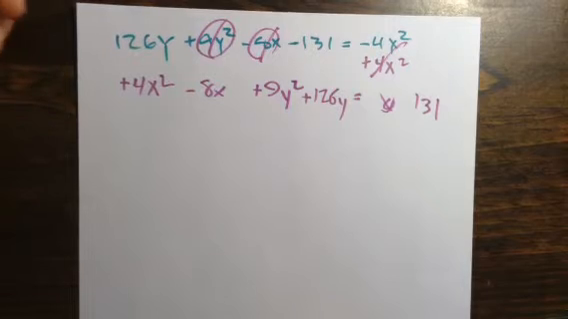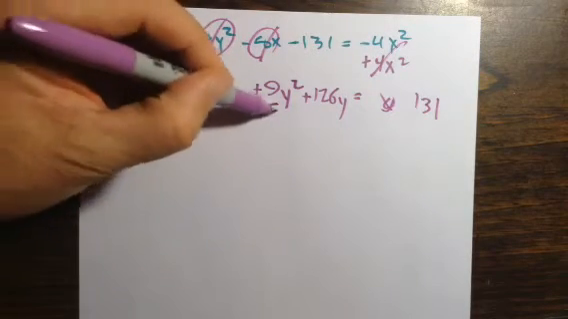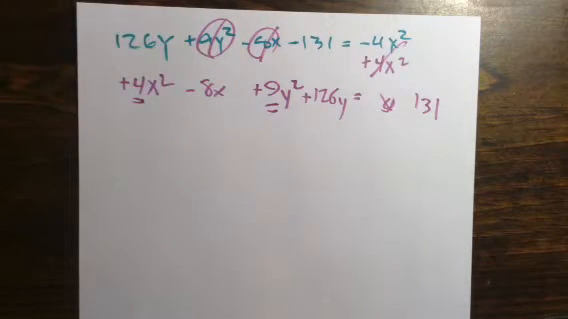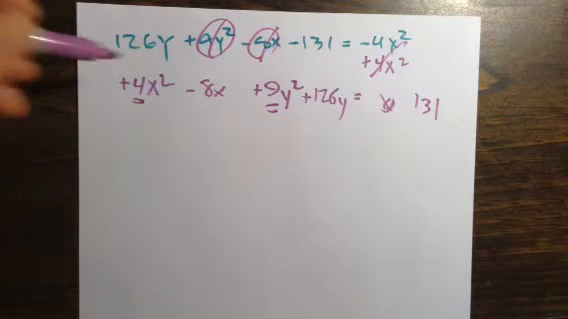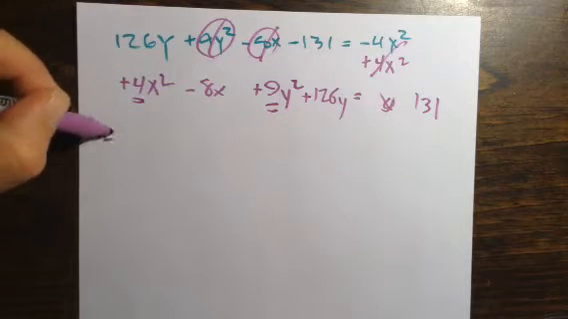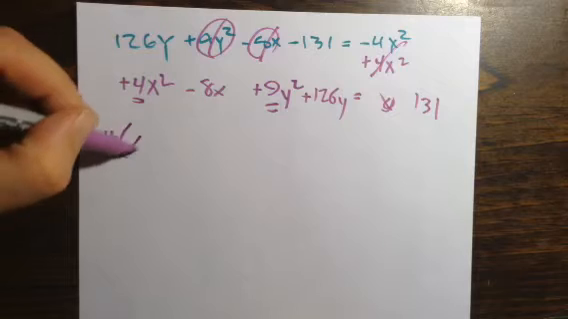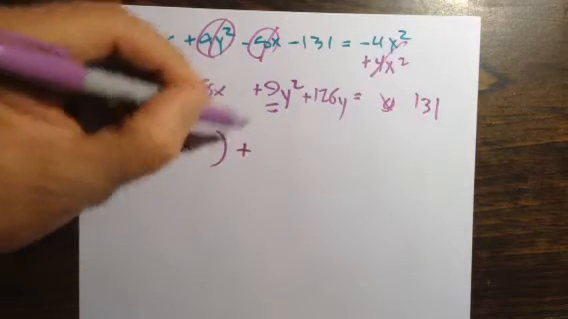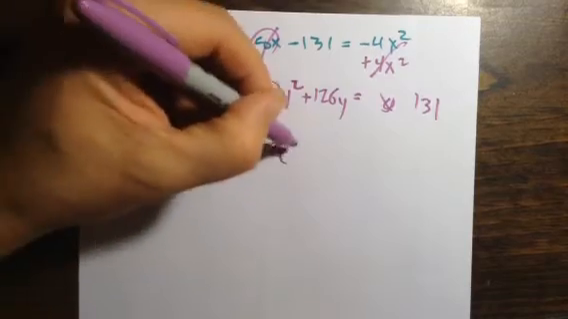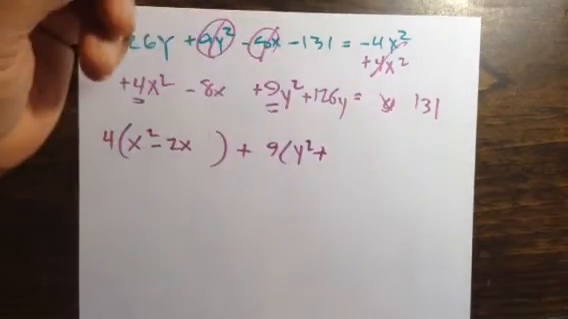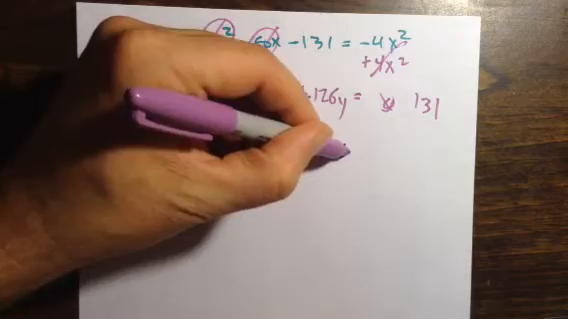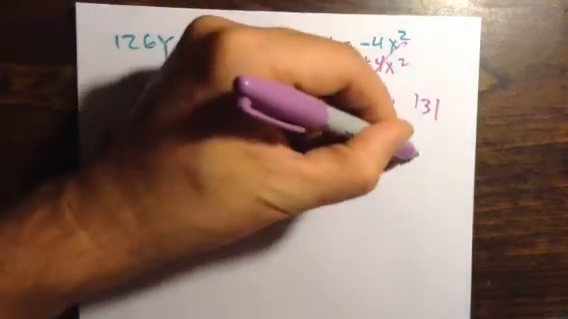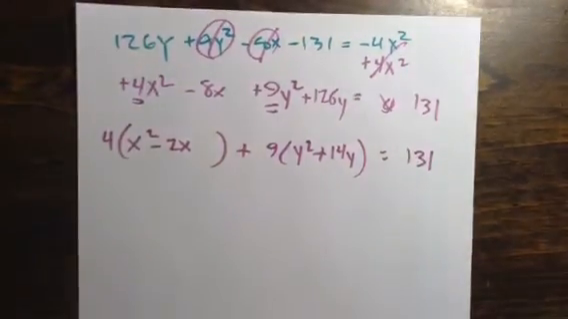I'm now going to start grouping. I look at this right here, and this scares me a little bit because I know that's one more step I have to be concerned with. But when I start doing this out, I factor out 4. It gives me x squared minus 2x, correct? Factor out a 9. That gives me a y squared plus 14y, and that equals 131. Let's take another look.